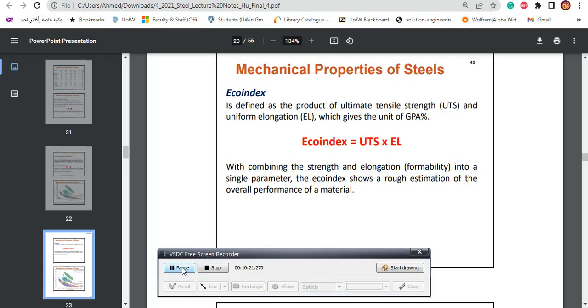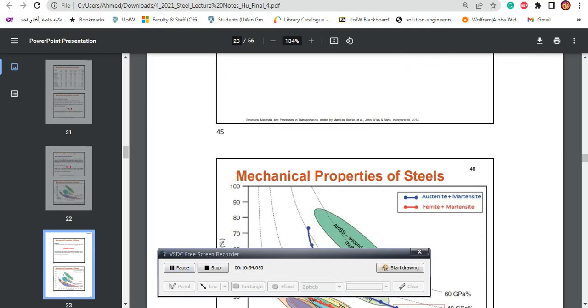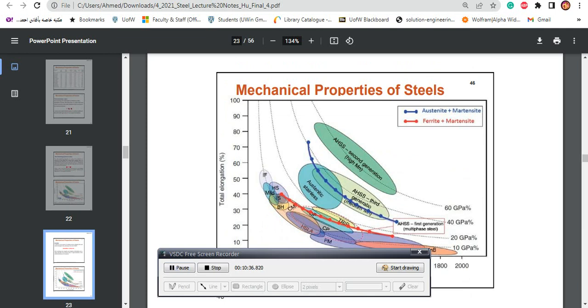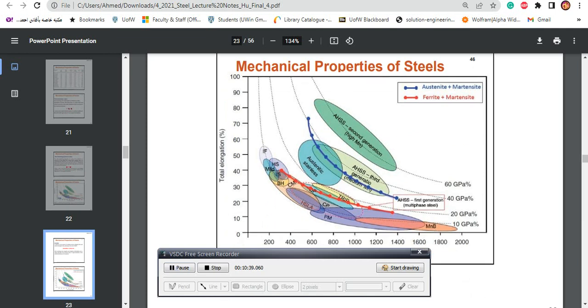Equindex gives us the total performance of the material. It's calculated by UTS times EL, which is ultimate tensile strength times uniform elongation. According to Equindex, we have the best to be AHSS and we have the worst to be MNB, as it has 10% GPa, and AHSS is the best because it has 60% GPa.